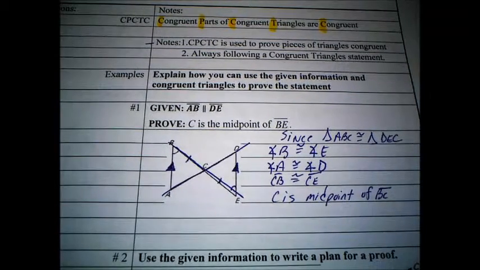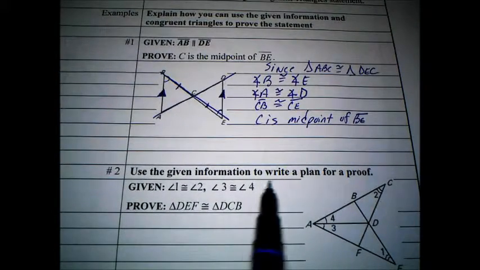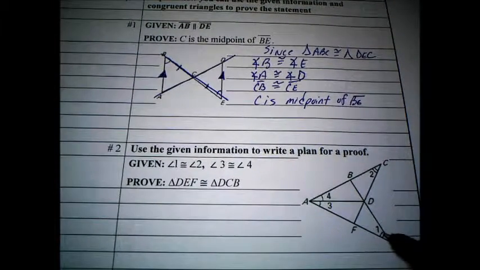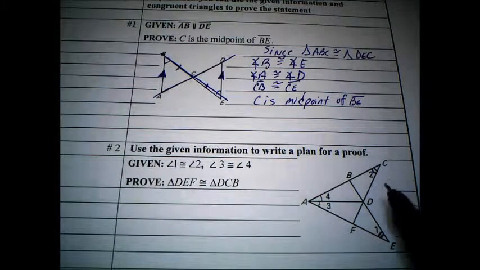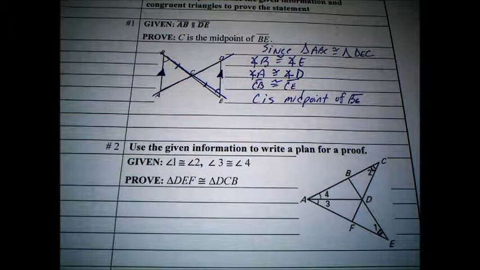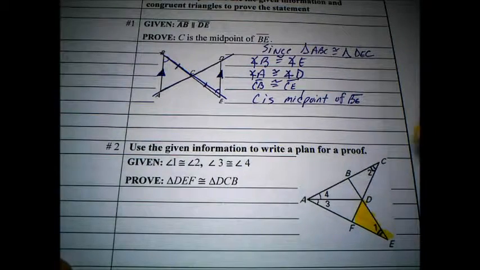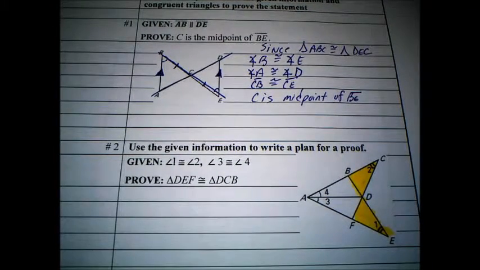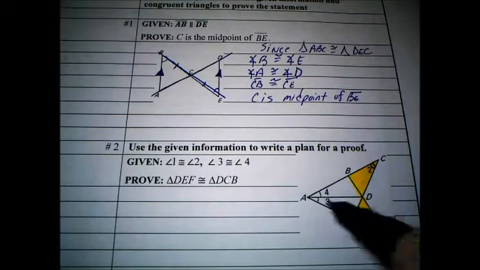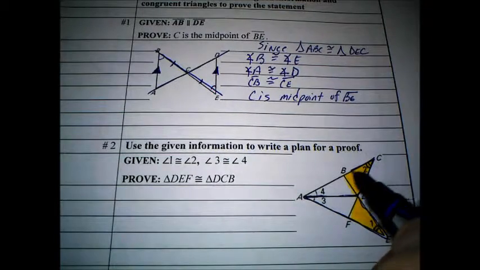On the second one, it says use the given information to write a plan to prove it. It shows that angles 1 and 2 are congruent, they have double marks down here, and then 3 and 4 are congruent. We're trying to prove that triangle DEF, this little triangle down here, is congruent to DCB, this little triangle up here at the top. If I look at my larger triangles and this triangle up here, they have a common side of AD.